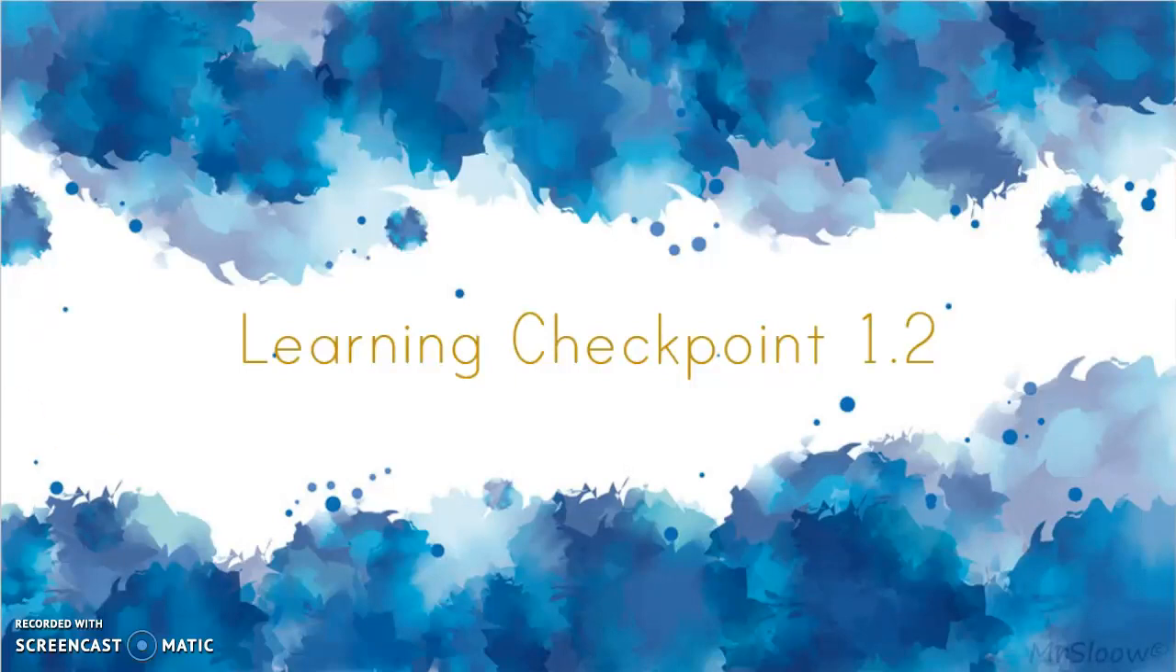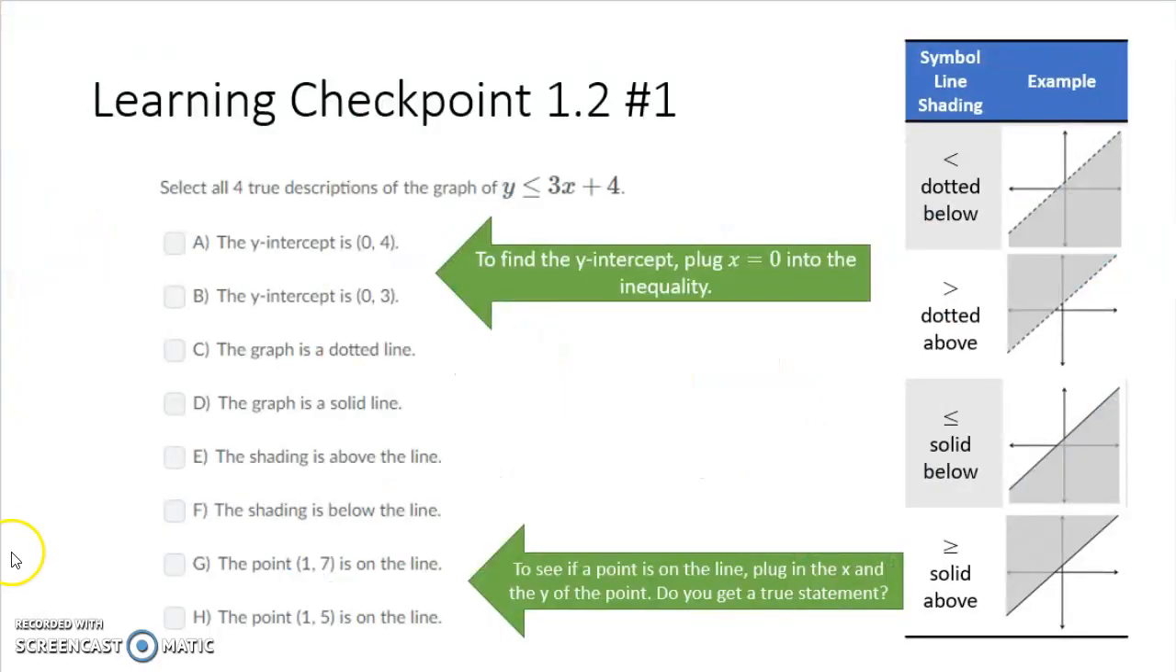We are going to take a look at Learning Checkpoint 1.2, which is available in the OHS underneath that lesson 1.2. So we'll just go ahead and start with question number 1 that looks like this. Select all 4 true descriptions of the graph of y is less or equal to 3 times x plus 4.